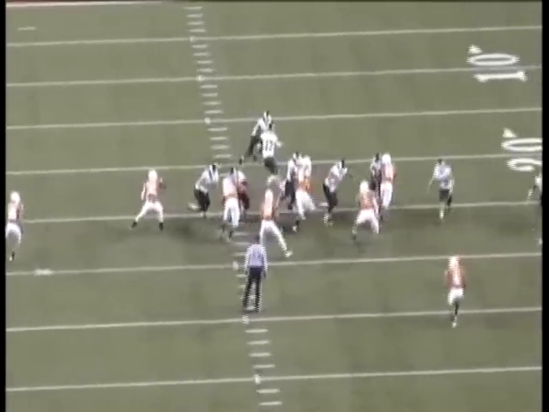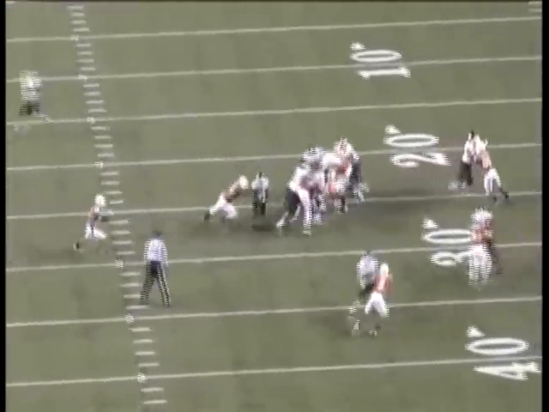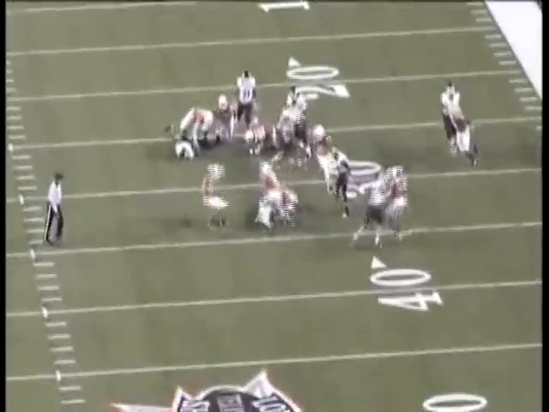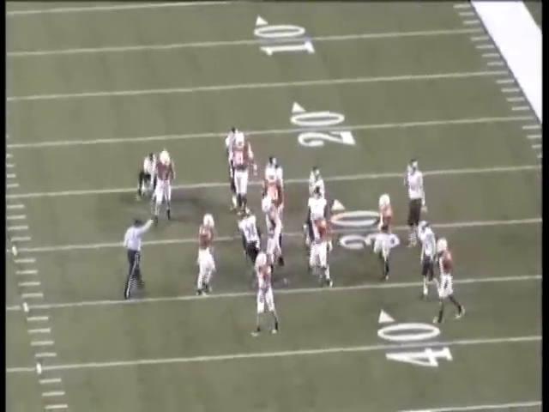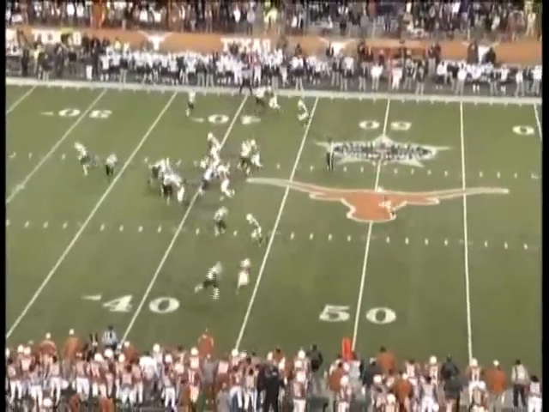Right here, if I'm the right guard, that guy's a head-up technique. Which means, and the linebacker's stacked, you are in a heavy lift right here if I'm the right guard. I am in a heavy lift technique. That's a good job by the right tackle. Being physical.